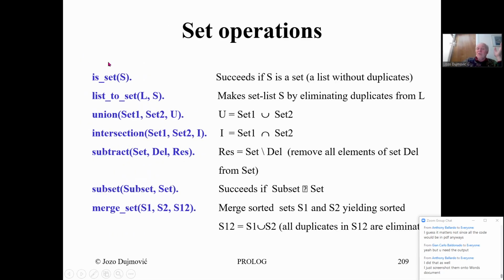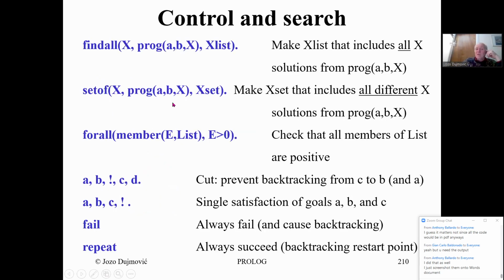These are list operations. There are set operations, checking whether something is a set. That means it has all different elements. Union, intersection, and subtraction. You can create a subset of the set and merge two sets. Obviously, this eliminates all duplicates. So you can say merge two sets, and then when you merge them, all duplicates are going to disappear. And then findall, setof and forall, we use them. You also have the cut mechanism, fail and repeat that we studied today.